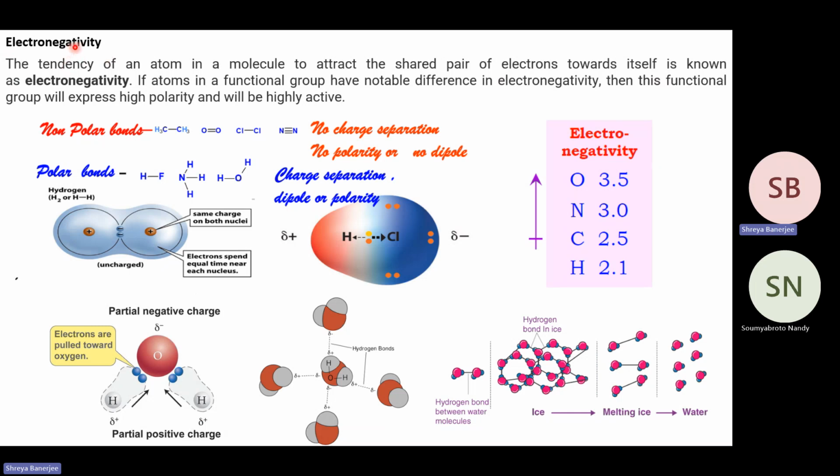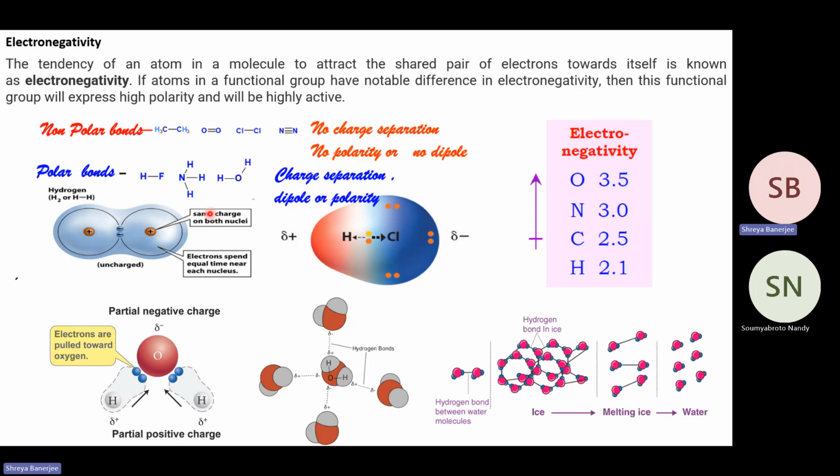Now we'll look into electronegativity. Electronegativity is the tendency of an atom in a molecule to attract the shared pair of electrons towards itself. If the atoms in a functional group have a notable difference in electronegativity, then the functional group will be highly polar and thus it can participate in reactions. If you have similar groups like CH3-CH3 or O=O, they have the same electronegativity, so there is no charge separation or polarity. Thus the dipole moment is 0.